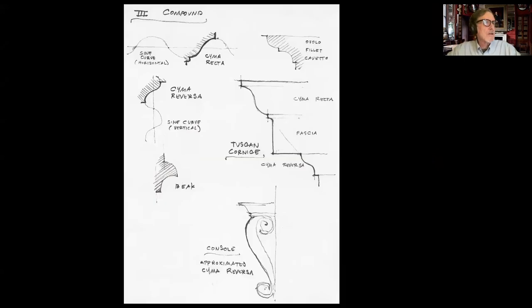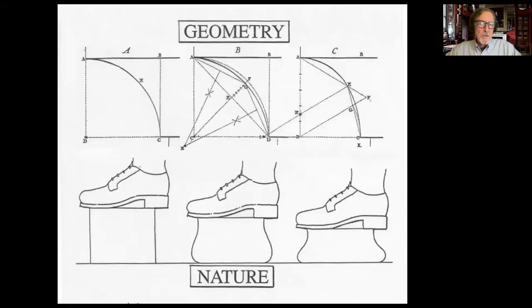Another page from my sketchbook, again showing how a Tuscan cornice is built up of a series of moldings nested together. Moldings can be grouped into general categories by geometry, but they can also be organized by function. Moldings can be seen as communicating structural information through their shape.